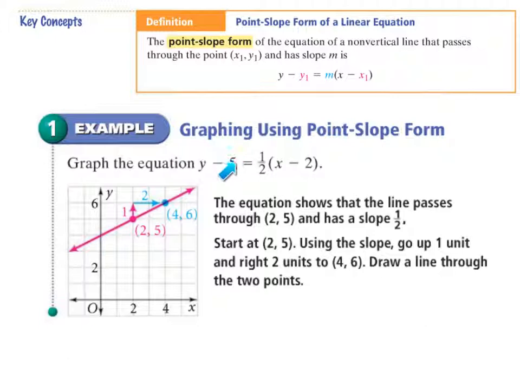Now once again, you could actually distribute the 1/2 and add the 5, put it in slope-intercept form and graph from there. But let's look. Our point, this is our x value, this is our y value. Therefore, 2, 5 is our point. So I can put a point right here at 2, 5 on my graph. My slope is right here. My slope is 1/2. So I go up 1 over 2. There's my other point, which is in blue. I draw my line between it. And there's graphing using slope and point, so point slope form.